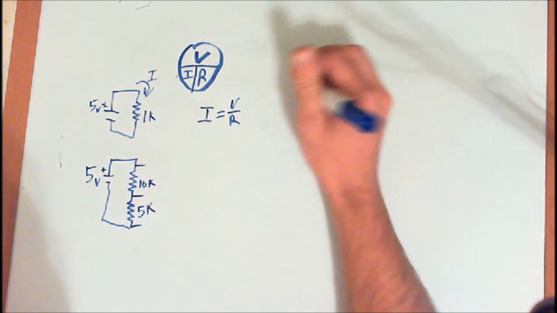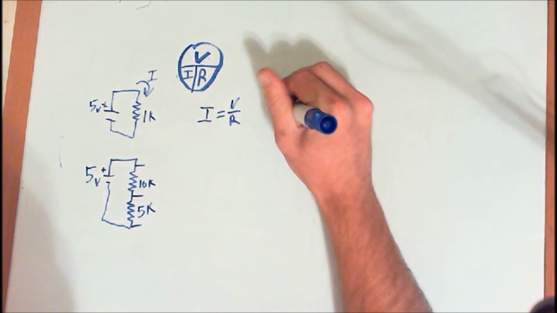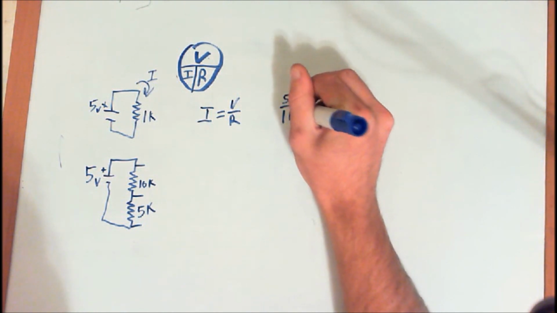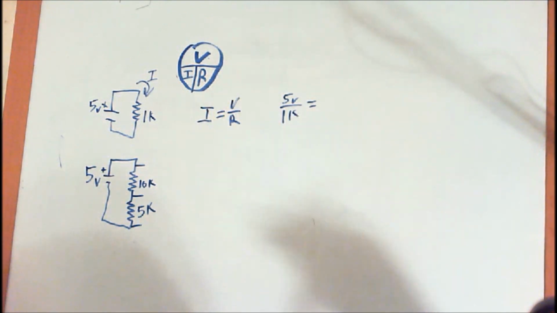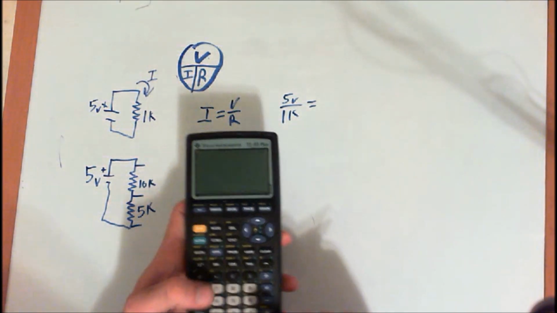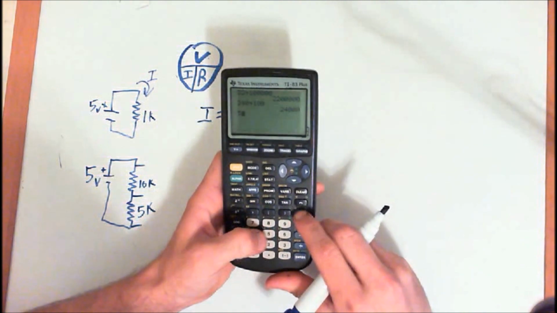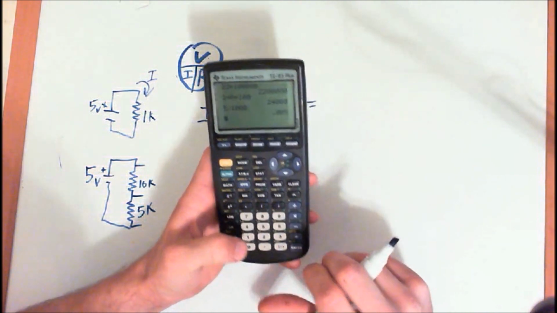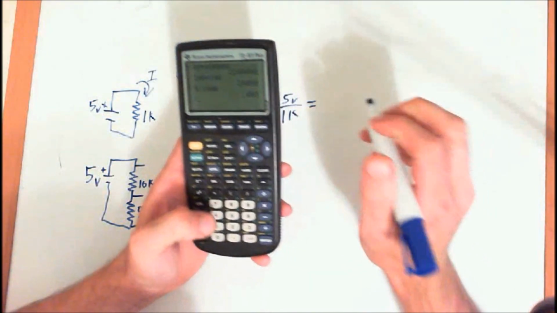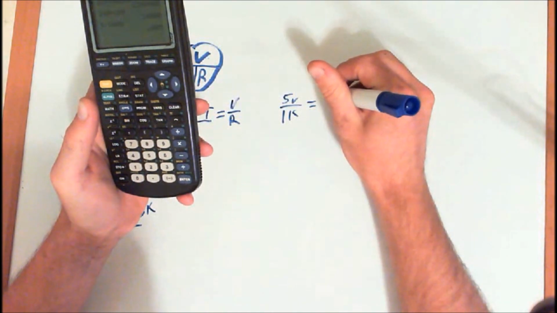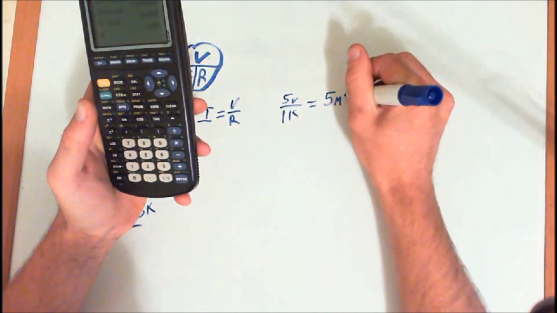So it's going to be 5 volts divided by 1K equals, and then the handy dandy calculator. So 5 divided by 1000 equals 0.005, or 5 milliamps.